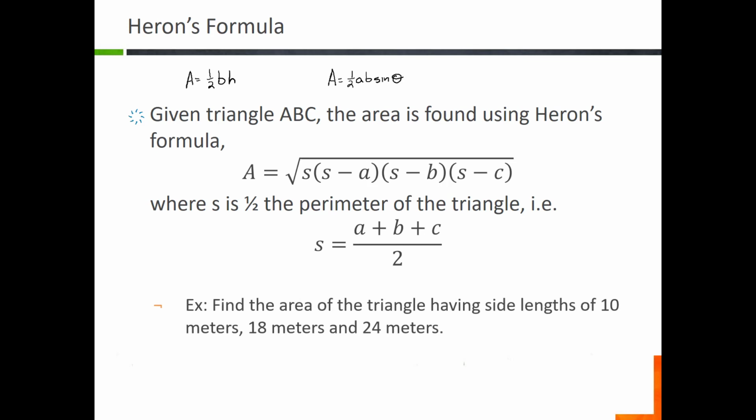Let's go ahead and look at an example. Let's say we want to find the area of a triangle, and we're given lengths of 10 meters, 18 meters, and 24 meters. Again, we could use the law of cosines to find one of the angles, and if we did that, then we could use our second formula, the AB sine theta. We could try and figure out a perpendicular height and use your normal formula, but again, those are just going to take a lot of extra work that we don't need.